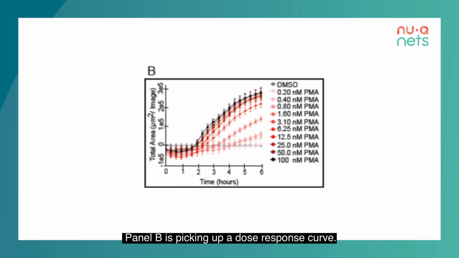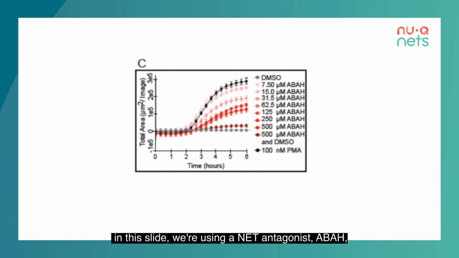Panel B is picking up a dose response curve. We're using different concentrations, different strengths of this molecule PMA to stimulate neutrophil release. You can see when you have the highest dose, 100 nanomolar of PMA, you're getting the biggest response, but you're seeing just a dose response there. In this slide, we're using a NET antagonist, ABAH, and you can see you have a reduction in the strength of the signal from stimulation with PMA.